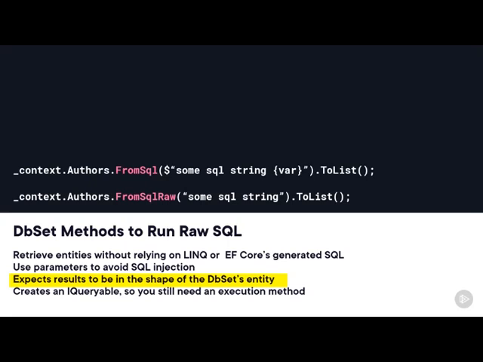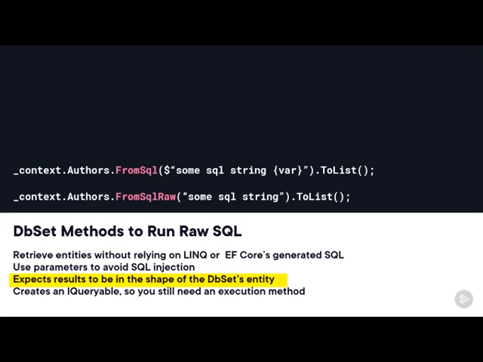One of the requirements with using the FromSql methods on the DbSet is that the SQL needs to return data whose structure matches the entity represented by the DbSet. That means your query needs to return all of the scalar properties.